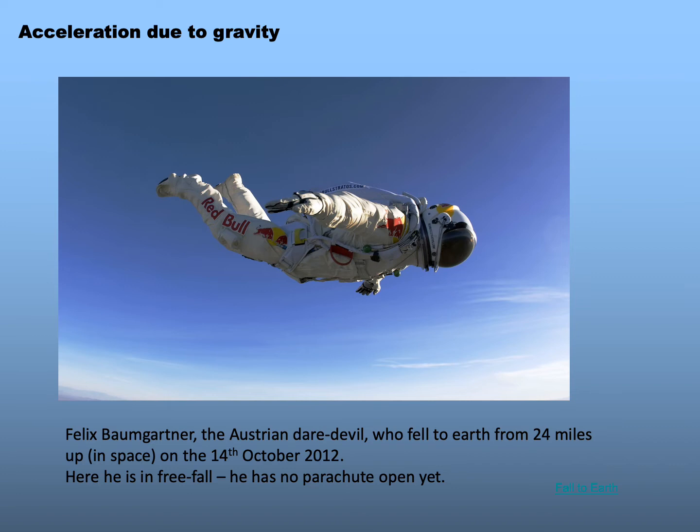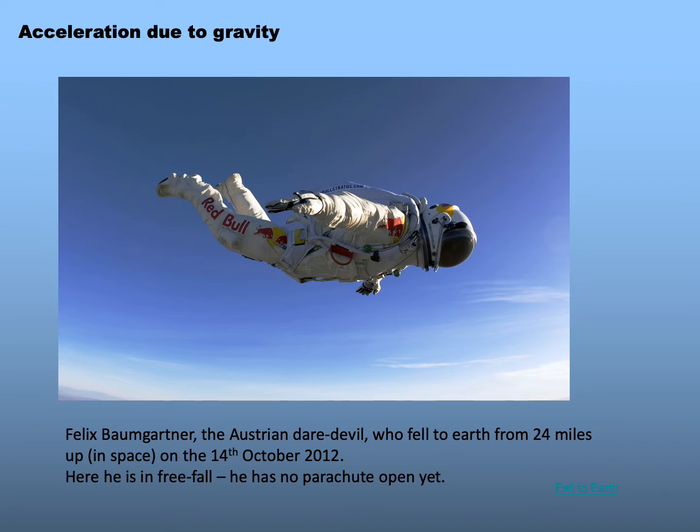Let's consider a very interesting example of free fall. In 2012, an Austrian daredevil called Felix Baumgartner went up in a balloon to 24 miles above the Earth's surface. Now that actually takes him to the edge of space, which is why he's wearing the space suit that you can see. And he leapt out of this balloon and he fell to Earth.